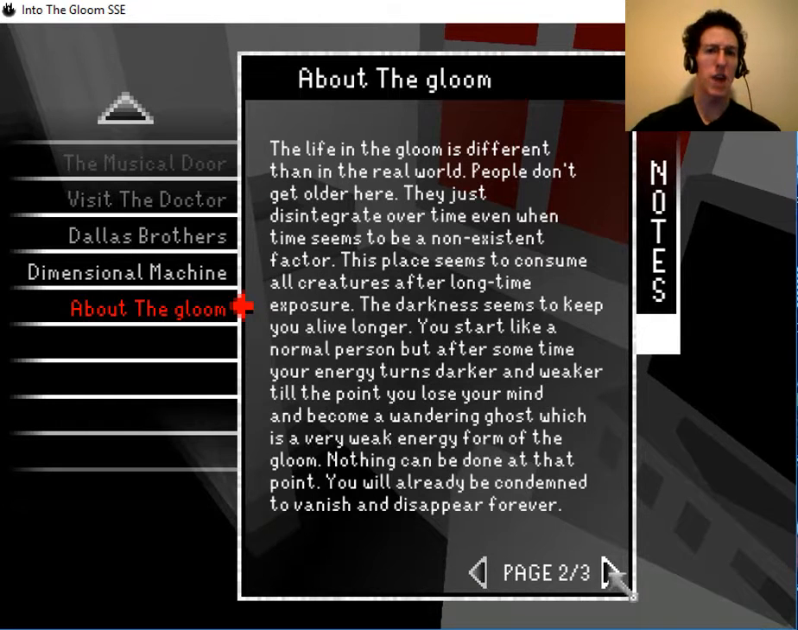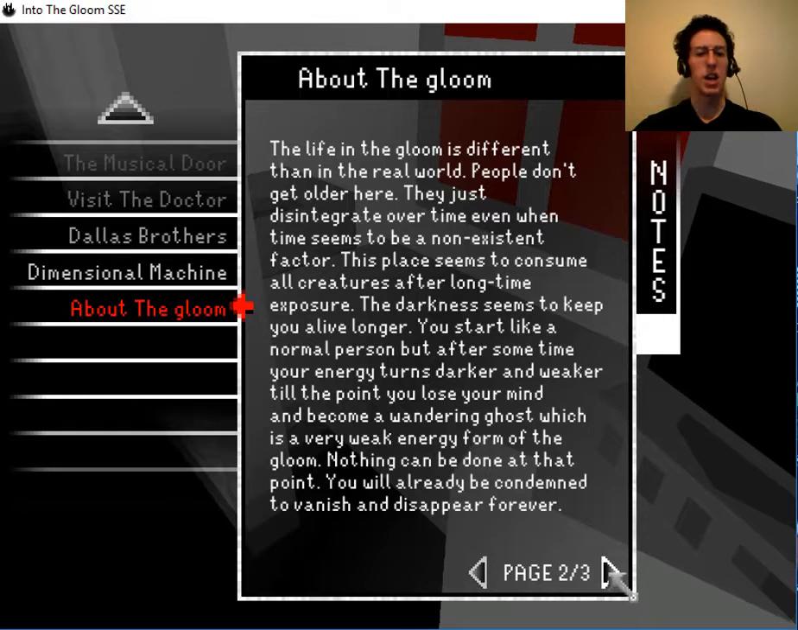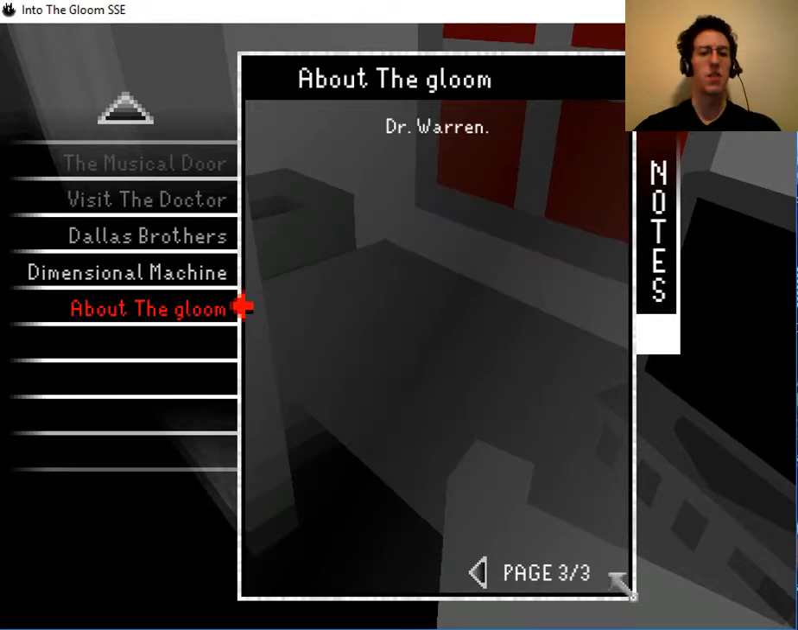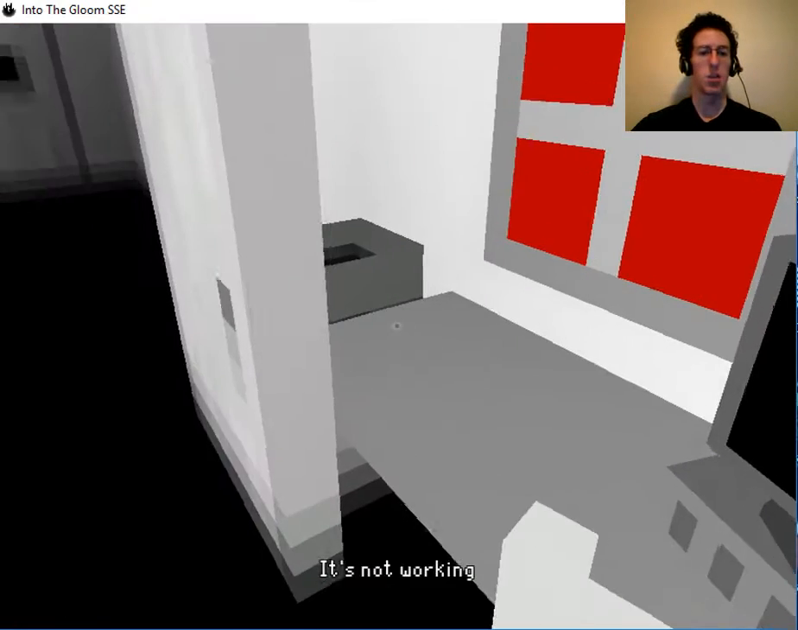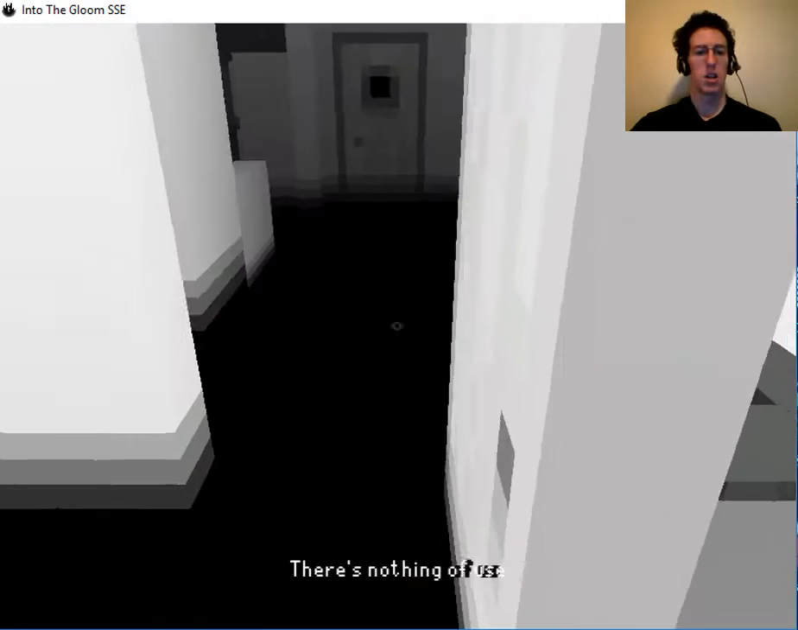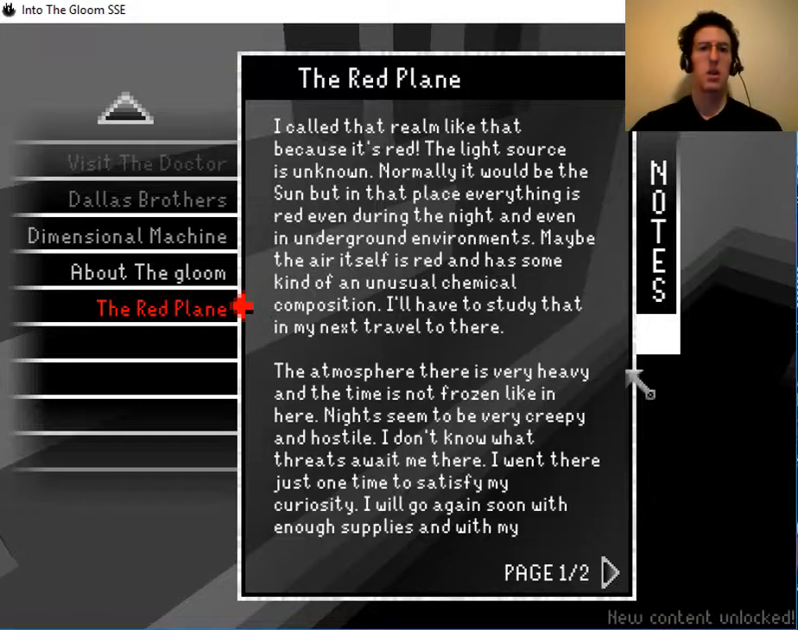So that flash that I keep seeing of a person is like, it's a person who's disappearing forever. Dr. Warren. Wonder who it is. It's not working. There's nothing of use in this. Oh, another note. The red plane.